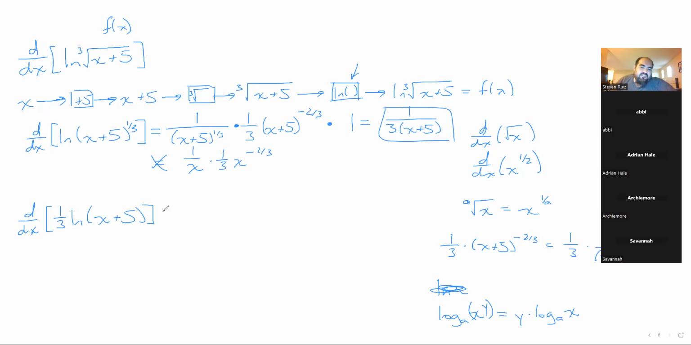So if I take this derivative like that, then I get 1/3. That's a constant multiple, so I can just carry the 1/3 with me, times the derivative of natural log of x plus 5, which is going to be 1 over x plus 5, times the derivative of x plus 5, which is just 1. So that's still going to come out to be 1 over 3 times (x plus 5).